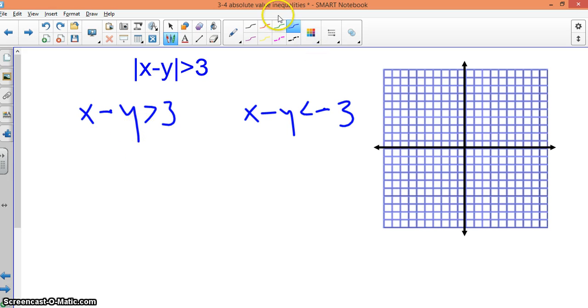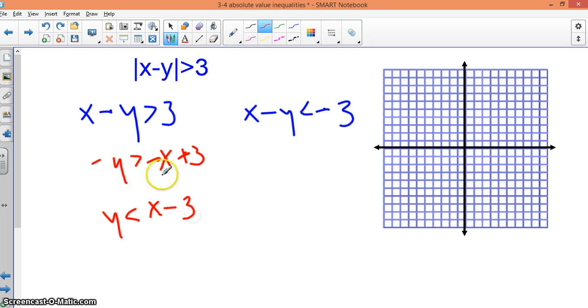I'll go with the red and green again. So I'll make this one red. Negative y is greater than negative x plus 3. So y is less than positive x minus 3, because I divided both sides by a negative 1 and it switched it. And then similarly, we have negative y. It really is very similar, which is nice about these problems. That always tends to happen. Plus 3, so x plus 3.